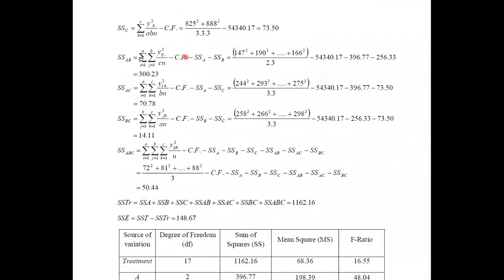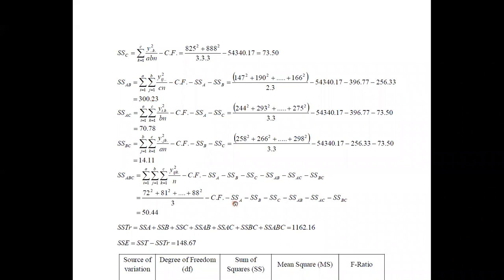Here, since you use ABC, times n has to be used. Then subtract the correction factor, as well as the SS of factor A and SS of factor B have to be subtracted. Therefore, using this calculation, you can obtain the value for interaction also. Likewise, you can manually do the calculation for the interaction of AC and BC.